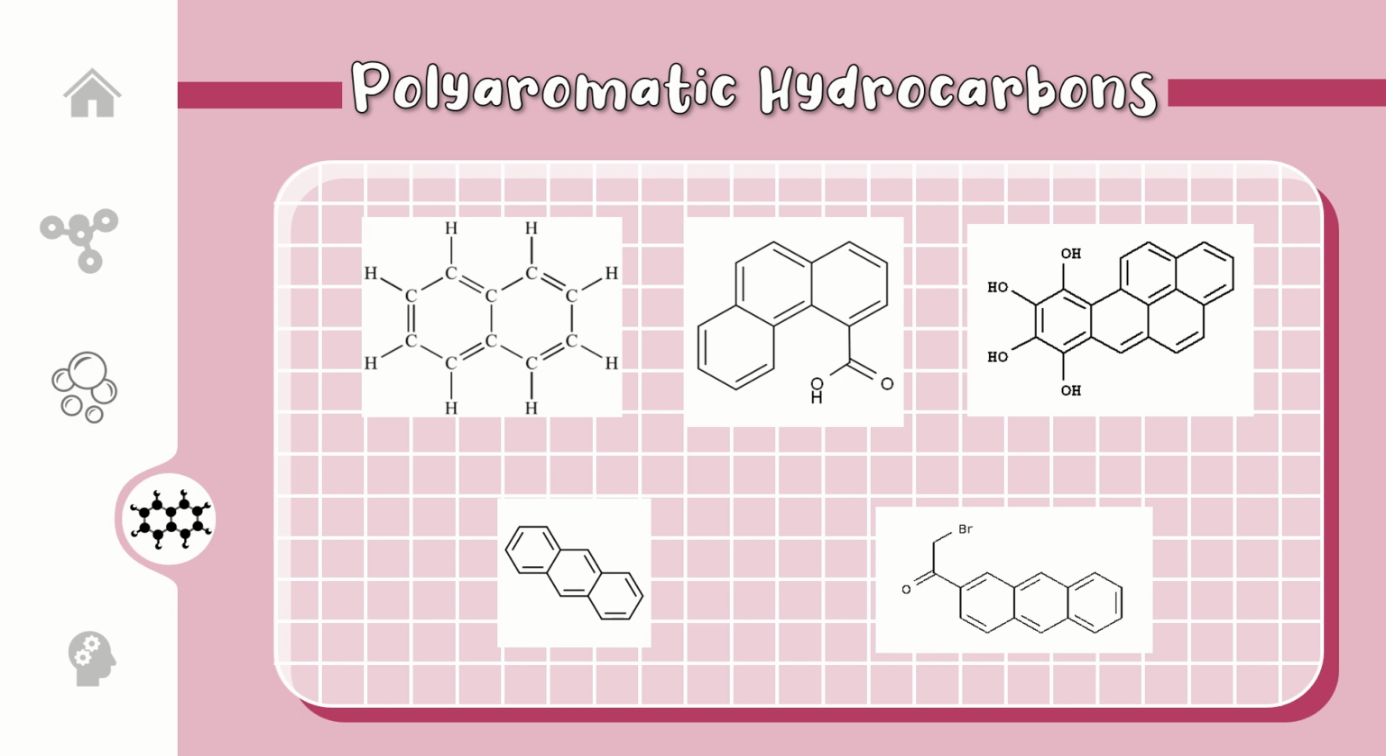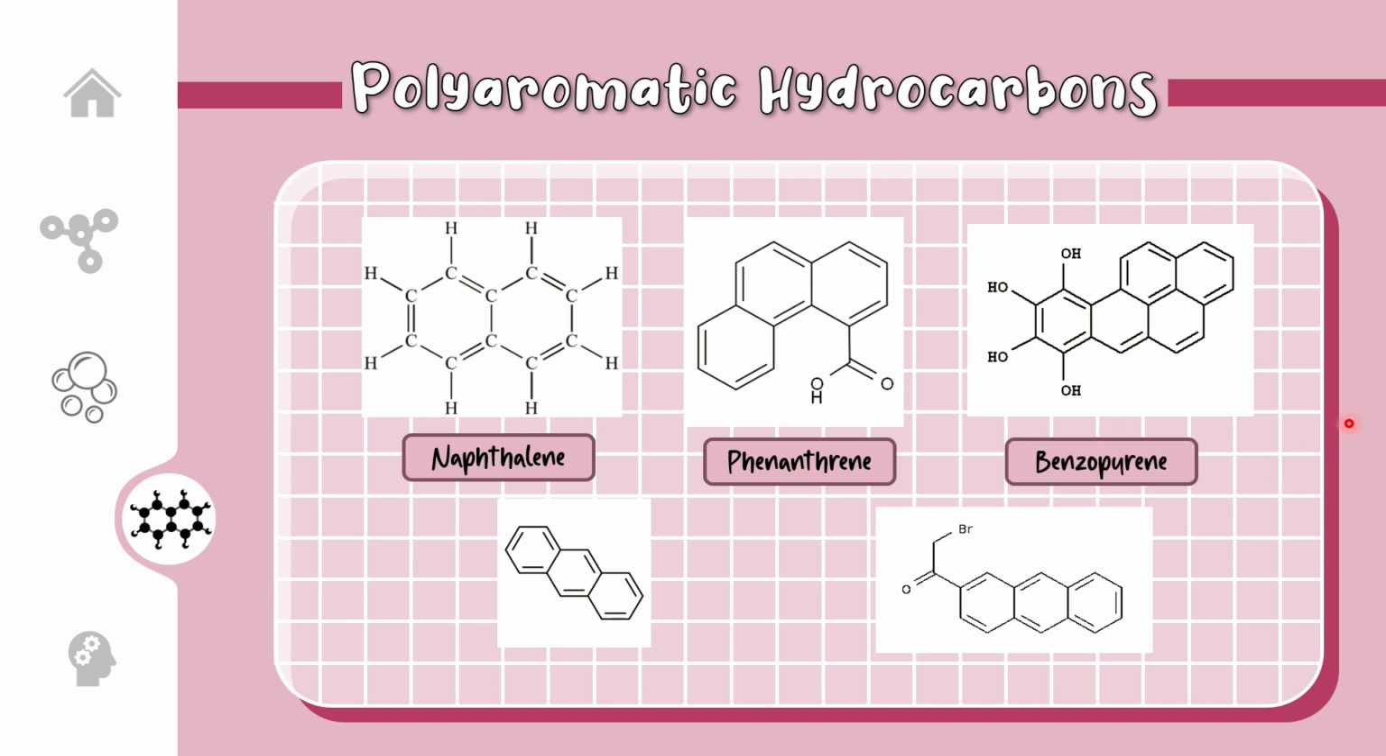The first example we have here has 2 aromatic rings in its structure, therefore this is naphthalene. The next example has 3 aromatic rings in its structure, however they are not on a straight line, therefore this is considered as phenanthrene. Next example has 1, 2, 3, 4, 5 aromatic rings in its structure, therefore this is benzopyrene. Our next example has 3 rings horizontally attached to each other, therefore this is considered as anthracene. This is also true with our last example. This is still considered as anthracene.